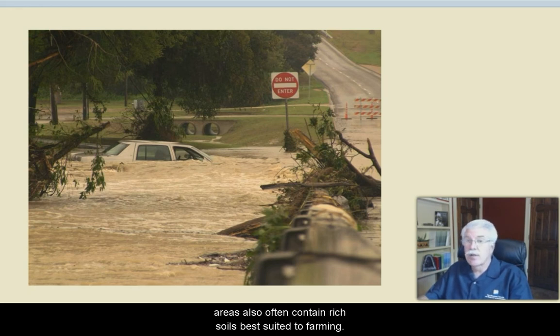These areas, these floodplains, also contain rich soils best suited to farming. This is because during a flood, a great deal of sediment is stirred up and washed downstream, and this often falls out and settles on the floodplains.